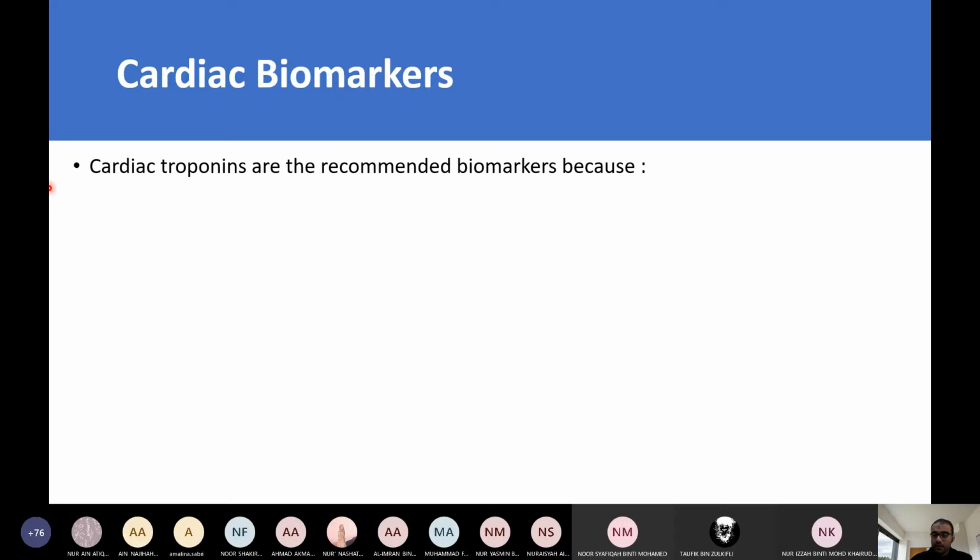When we talk about cardiac biomarkers, because these tend to be specific and the hallmark of the disease progression, cardiac troponins are the recommended ones.